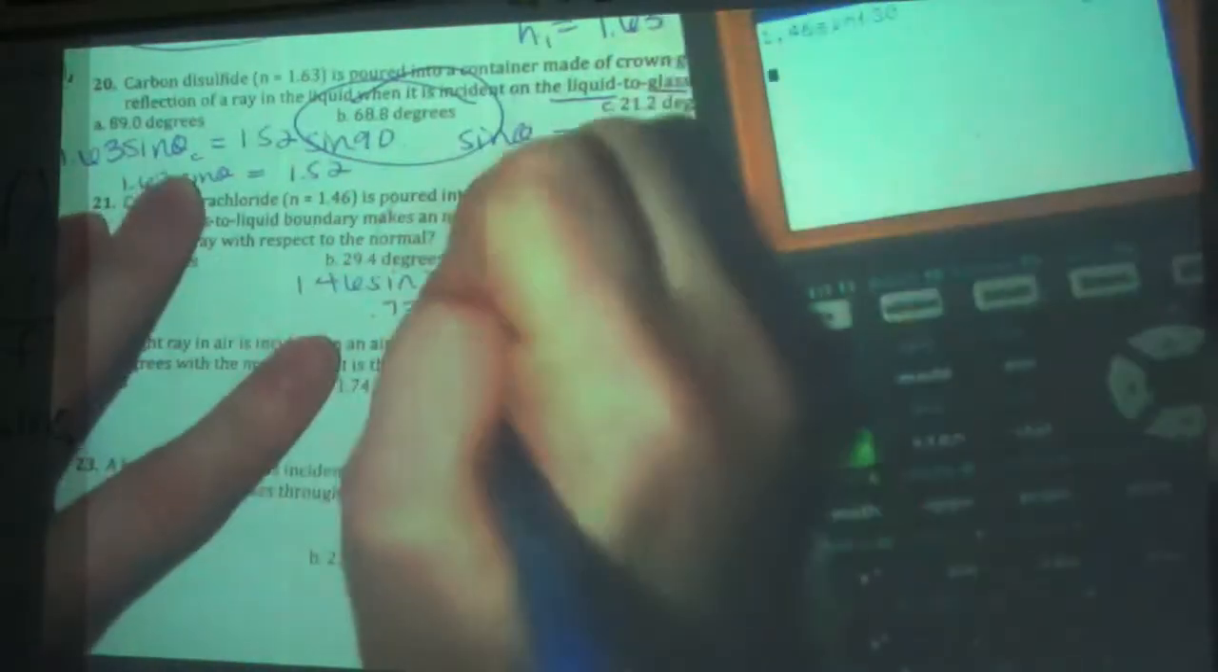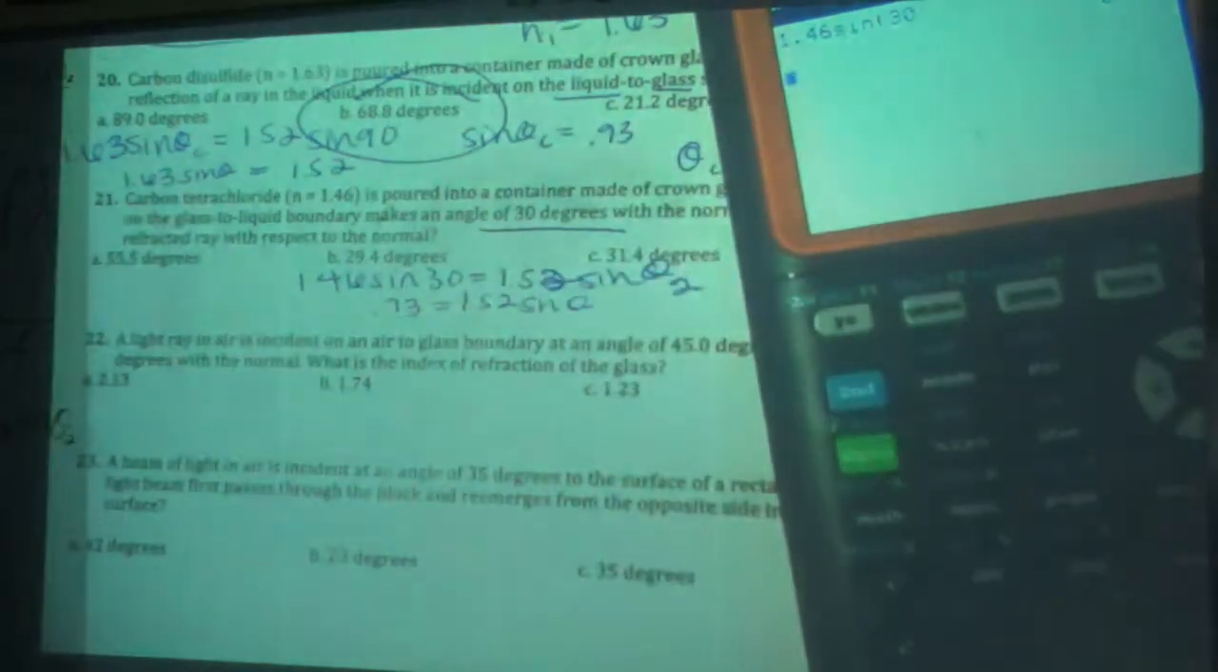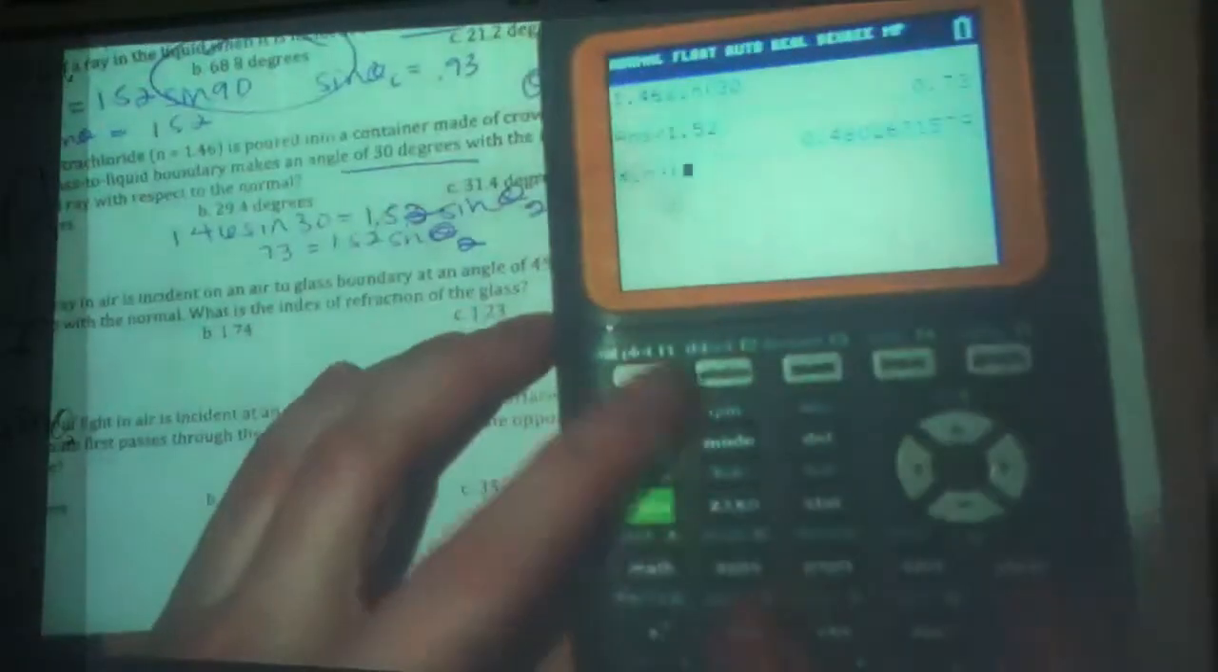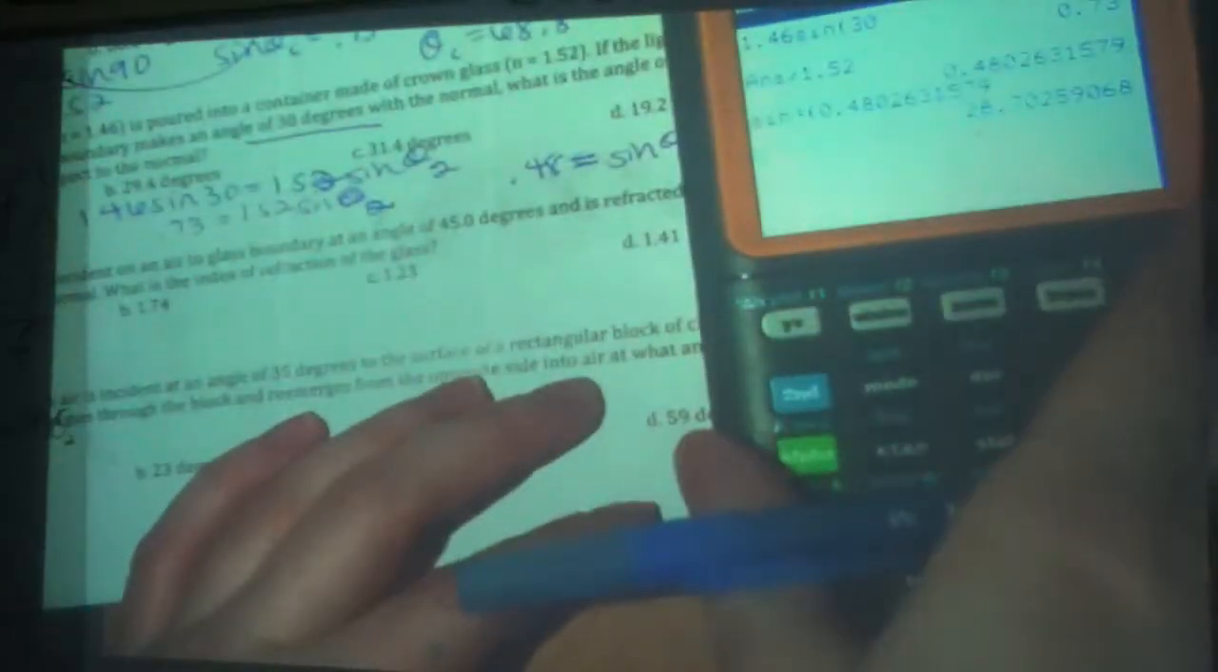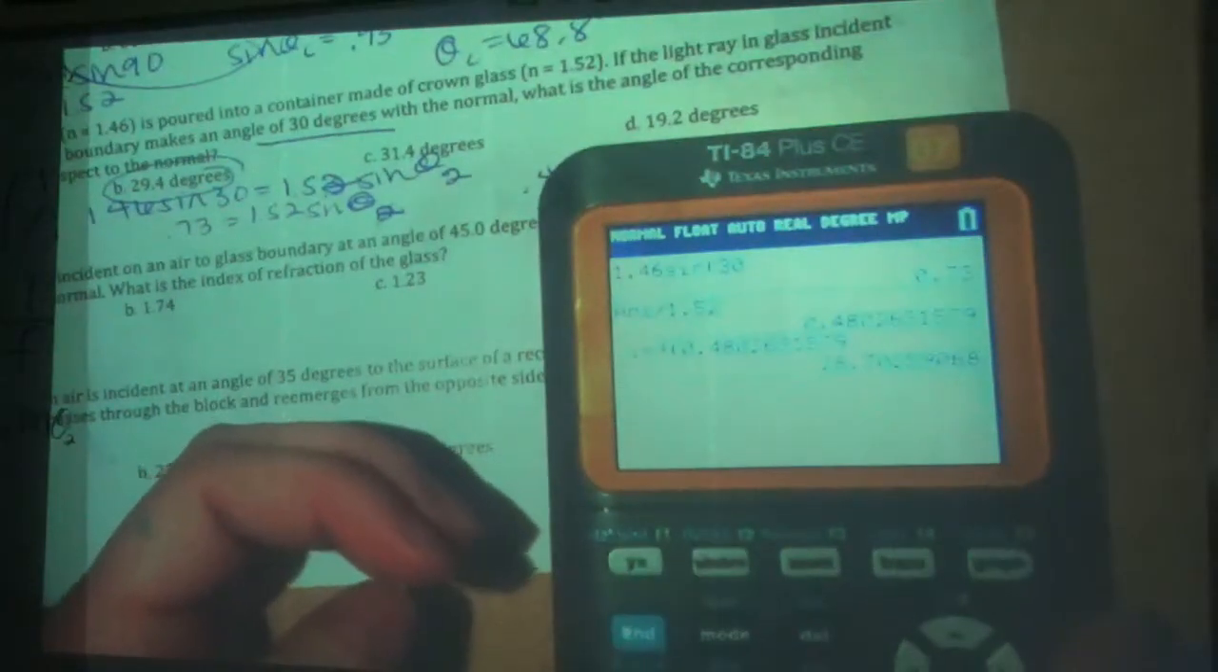1.46 sine of 30, that gives me 0.73. I'm going to divide the 1.52 over. So that gives me 0.48 equals sine of angle 2. And then now I do sine inverse, second sine of that. That gives me angle 2 is 28.7. Did I type something wrong? 1.46 sine of 30. Oh, I'm dumb. Oh my gosh.